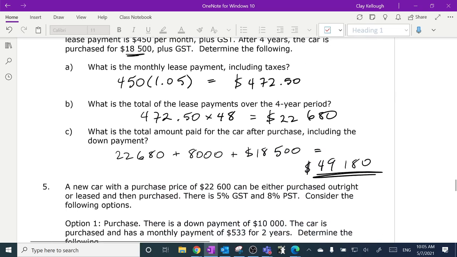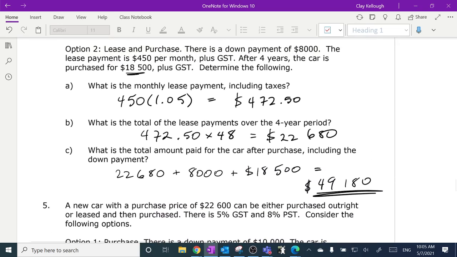But keep in mind, this being cheaper is completely dependent on this person being able to save up this much money. Oh, hang on. I actually miscalculated that. I forgot to put GST on that. Hold on. Got one more calculation. Let's try that again. So $22,680 plus $8,000 plus $18,500 times 1.05. Oh, it actually is a little bit more money.